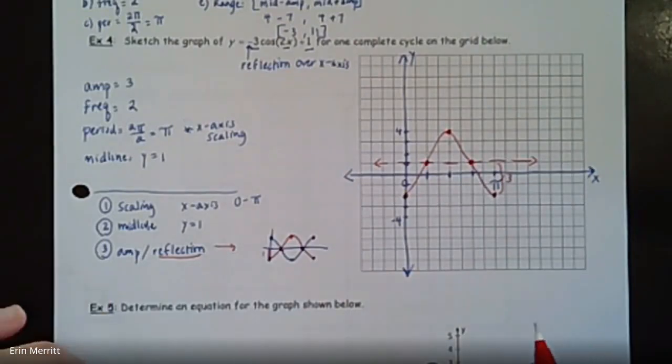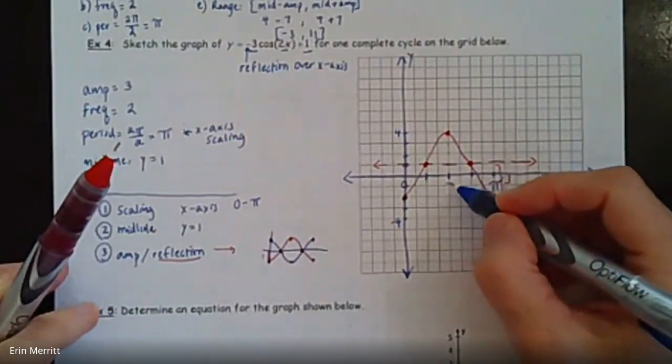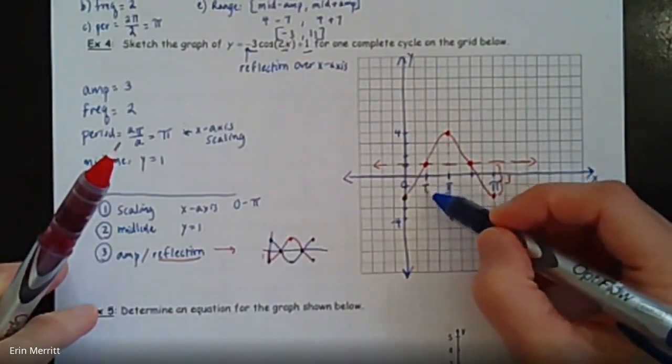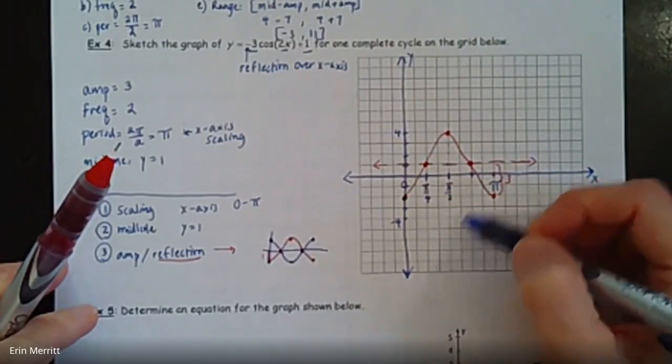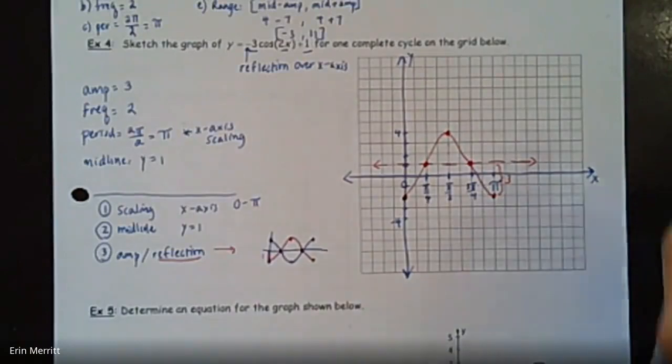If you want to label more of the tick marks, feel free. You know what halfway between 0 and pi is? That's pi over 2. Halfway between 0 and pi over 2 is actually pi over 4, and then this would be 3 pi over 4. Do you have to label those? No, but I'm your math teacher, so I'm trying to help you out here.